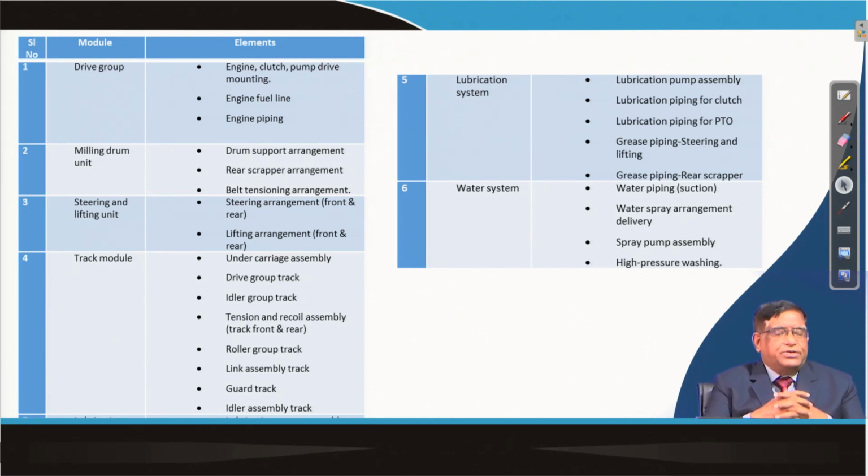The next thing is the milling drum unit. The drum has to be supported, it has to be moved, and even if you are giving tilting and all, then the drive by which it is given, the drive belt, as well as the tensioning, all things are there in that unit.